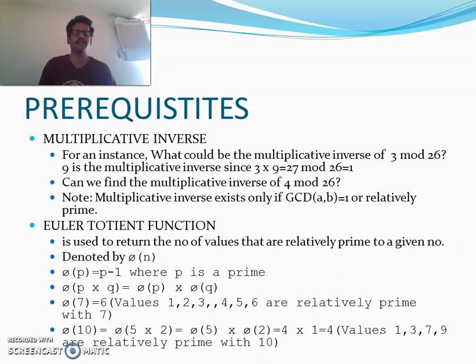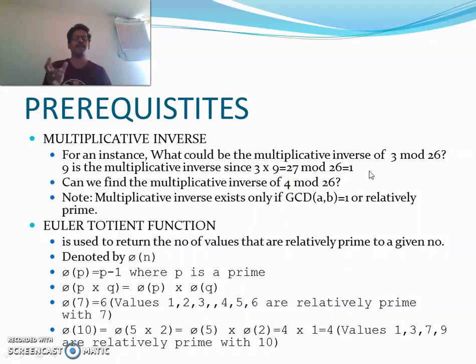So now we are going to discuss the prerequisites for understanding the RSA algorithm. Two important prerequisites are multiplicative inverse and Euler's totient function. Multiplicative inverse. How can we define multiplicative inverse? For example, we are trying to find the multiplicative inverse of 3 under modulo 26. Here we find that 9 is the multiplicative inverse. How? When we multiply 9 with 3, it gives 27, and performing modulo 26, we get the remainder 1. So then we can say that 9 is the multiplicative inverse of 3.